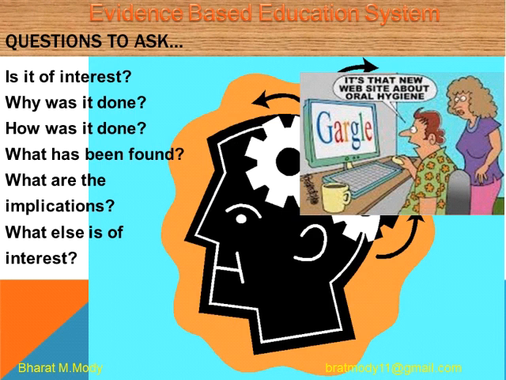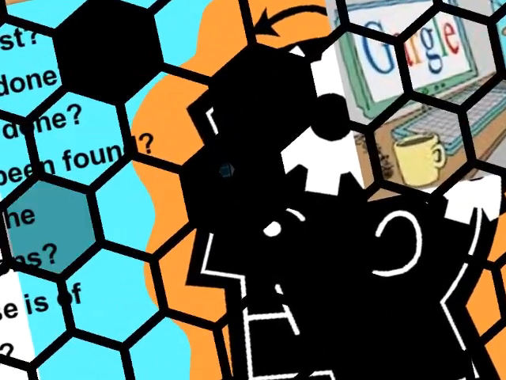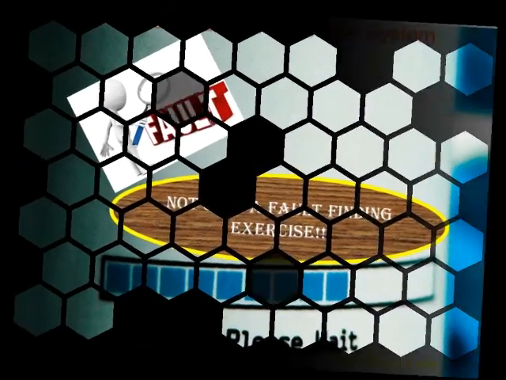Now this is where the whole thing lies. Is it of interest? Means is it applicable to your patient? Why was it done? If you find out the reason why the researcher has done it, you will come to know whether it applies to your patient or not. How was it done? The methodology will tell you whether you can apply it to your patient. What has been found? Look at the results and find out the meaning of the statistics, and then their implication. That means how does it apply to the patient? That is what we have to find out.